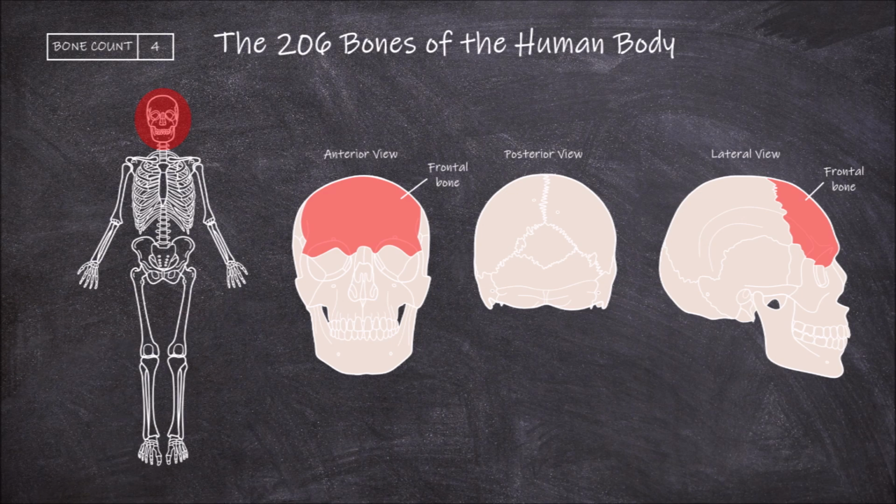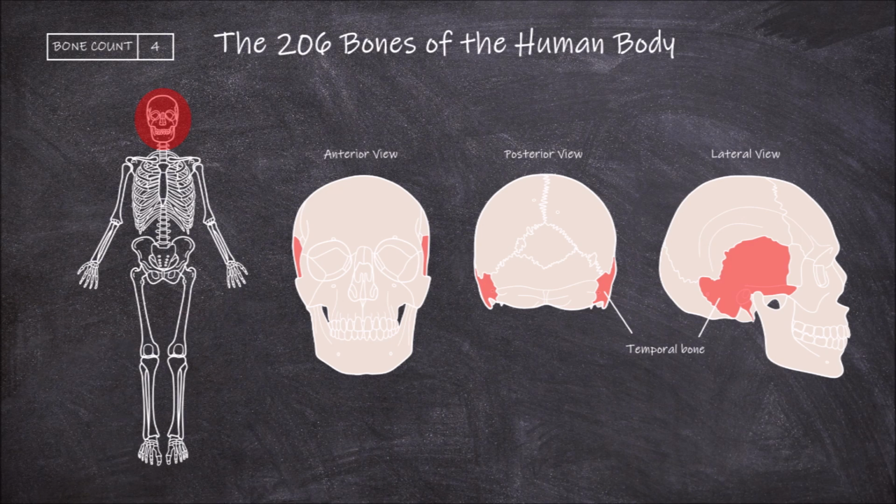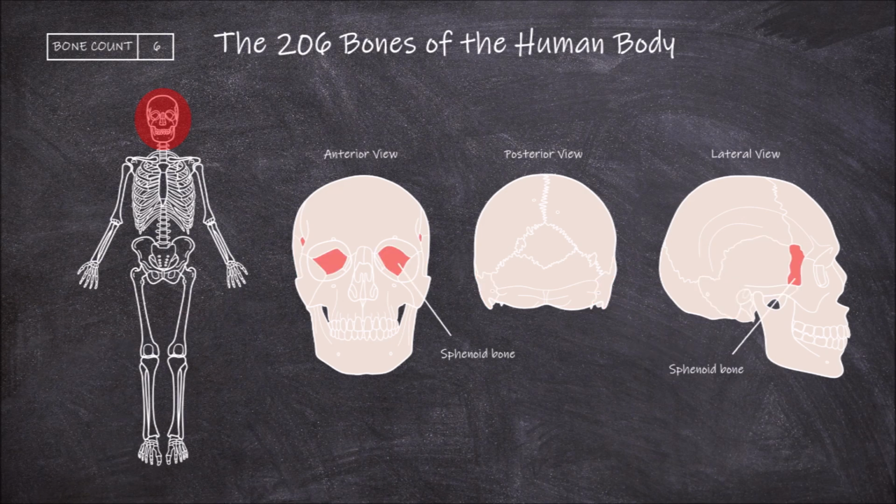The next bones are the two temporal bones located on each side of the skull. This takes us up to a total of 6 bones. The next bone is the unpaired sphenoid bone located in the middle of the skull. This takes us up to a total of 7 bones. Next up is the ethmoid bone, located in the roof of the nasal cavity. This bone takes us up to a total of 8 bones.